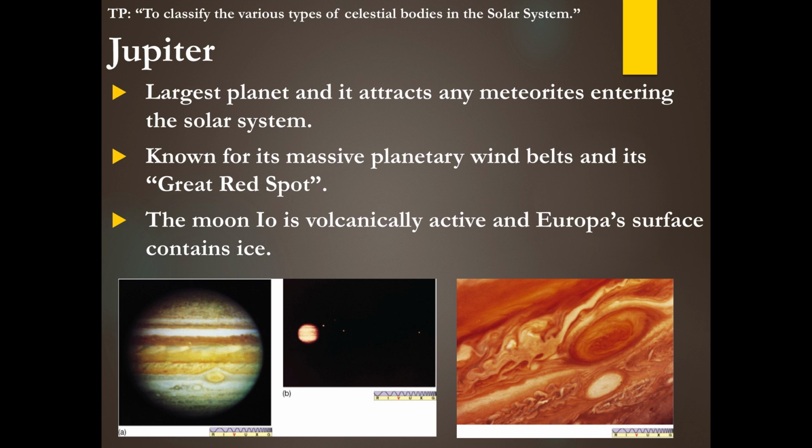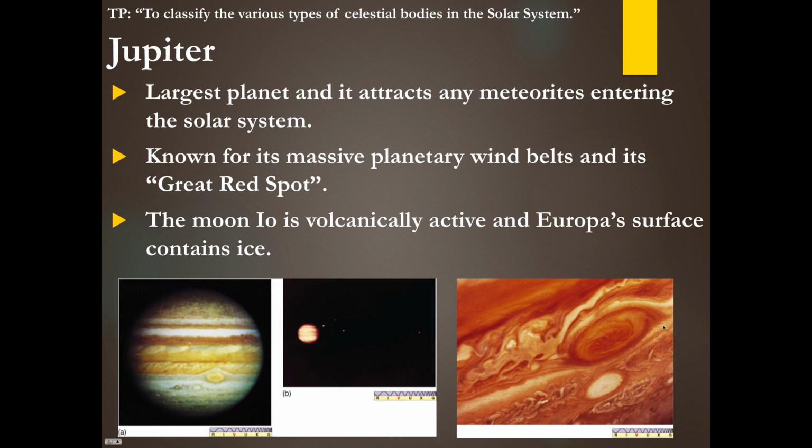Also, it's known for the massive planetary wind belts. There are numerous wind belts going across the surface of Jupiter. These wind belts are yellow, white, and orange in color, almost like the planetary wind belts we have on the Earth's surface. The last two things are that the moon Io is volcanically active, and the moon Europa contains ice on its surface. That's pretty cool for the moons of Jupiter.